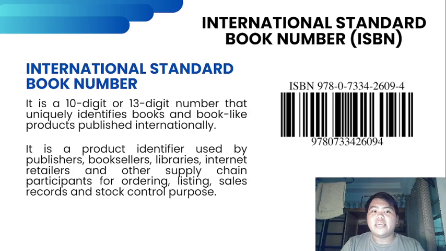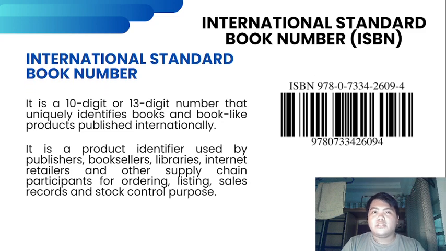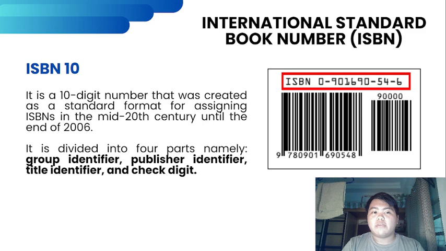So what is ISBN? It is a 10-digit or 13-digit number that uniquely identifies books and book-like products published internationally. It is also a product identifier used by publishers, booksellers, libraries, internet retailers, and other supply chain participants for ordering, listing, sales records, and stock control purposes. There are two types of ISBN, which are ISBN 10 and ISBN 13. Let's discuss first ISBN 10.